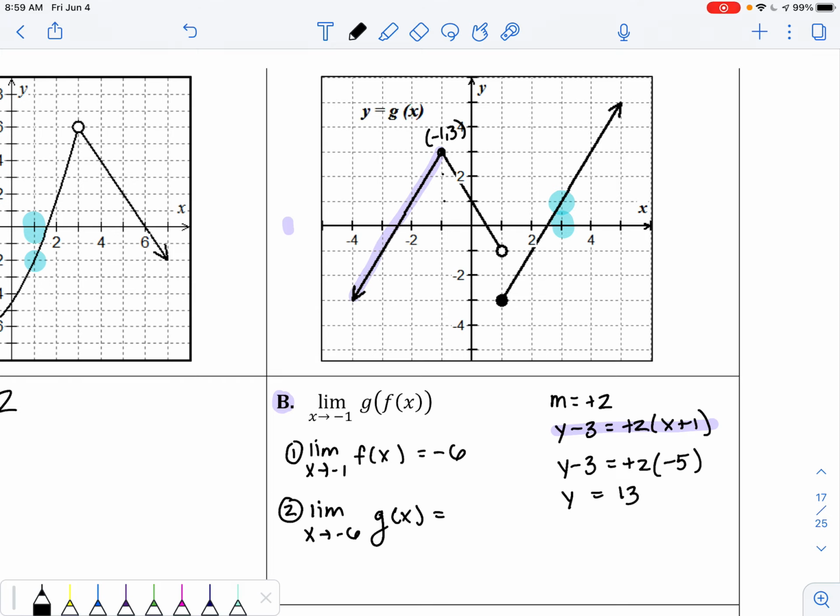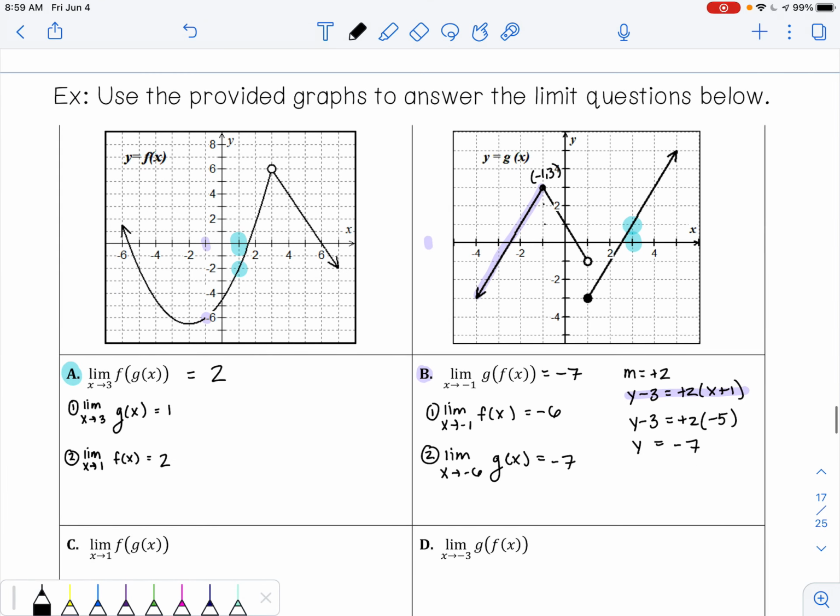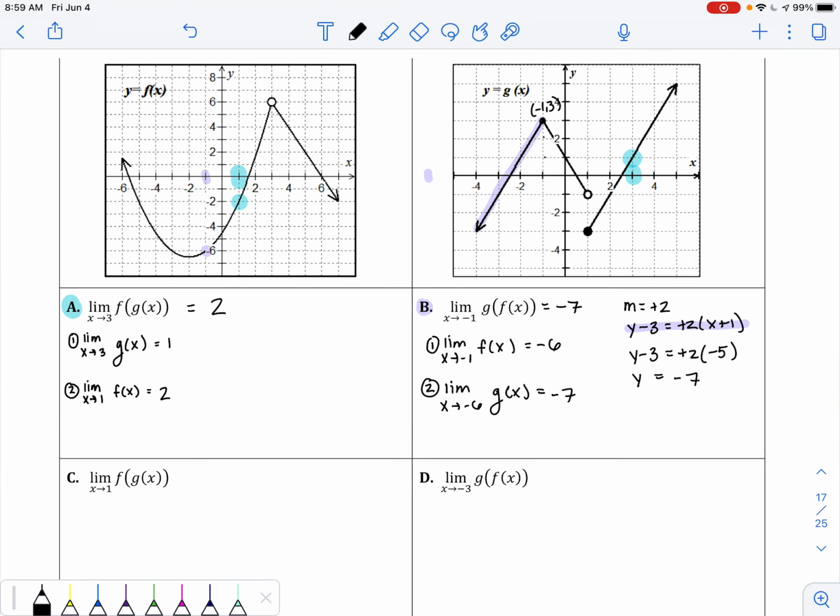Oh wait, it's positive 2x. Hoop. So -10 plus 3, we're going to get -7. There we go, that makes much more sense. So our overall limit here is going to be -7. And you could also do that by counting off your slope there. You could just extend the graph that way.